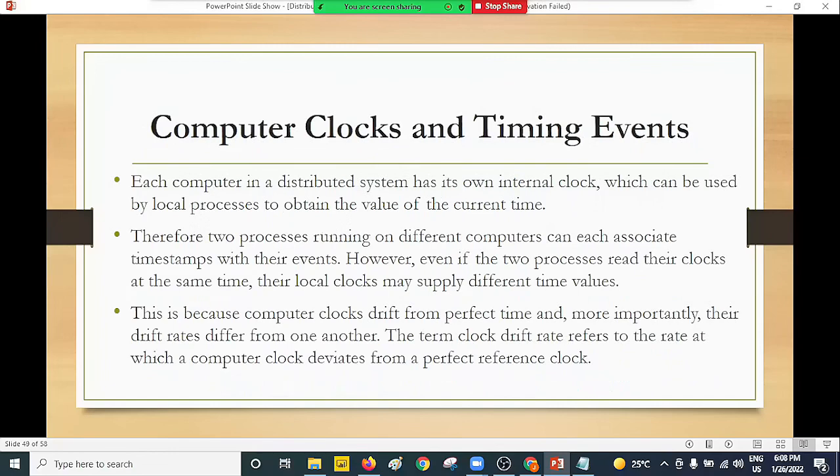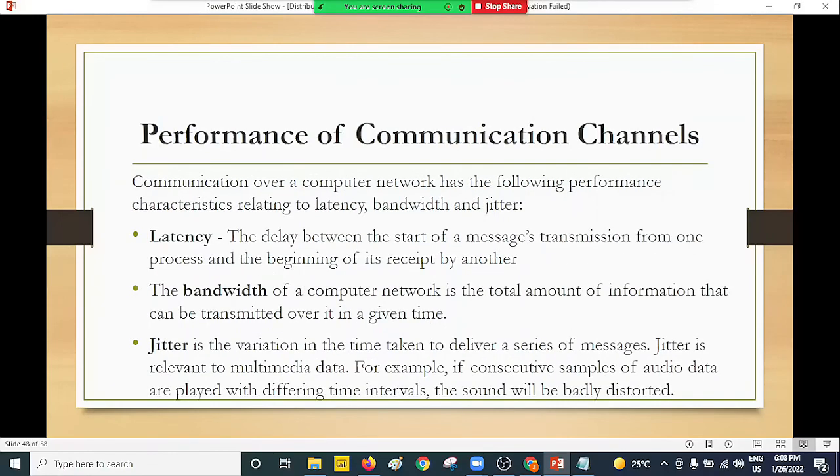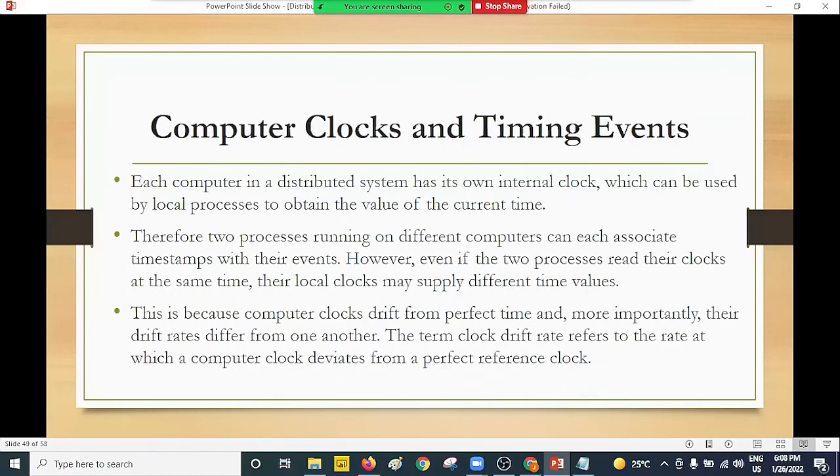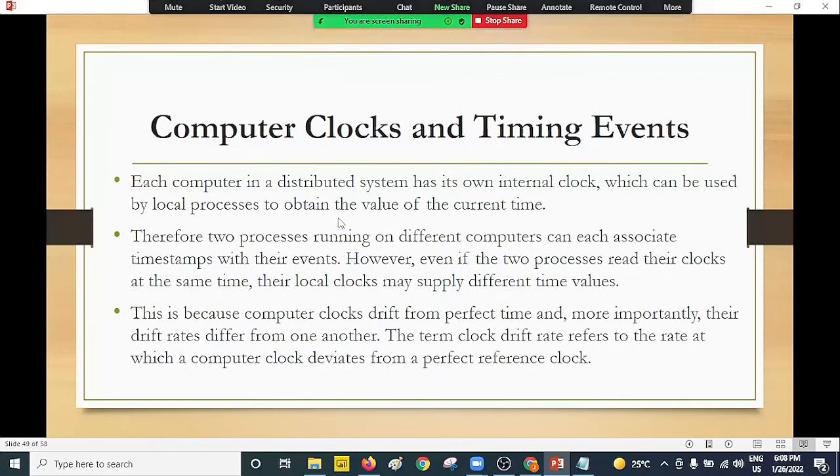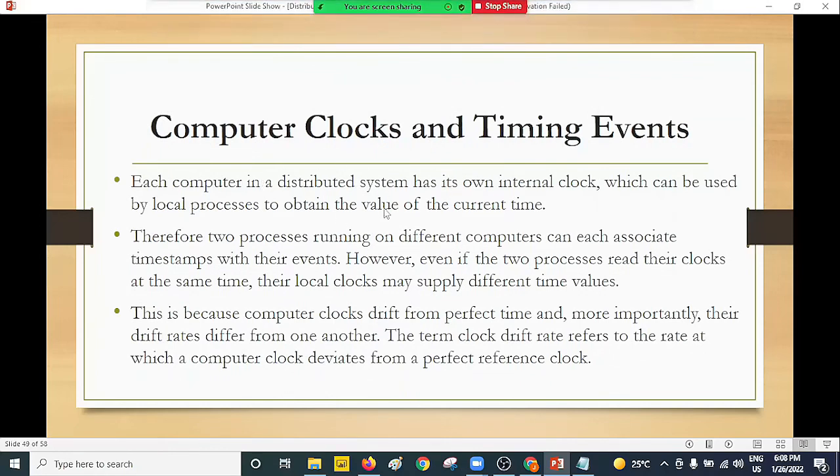We also have, and maybe I'll request someone to read for us, computer clocks and timing events with respect to performance. Any volunteer to read for us under computer clocks and timing events?